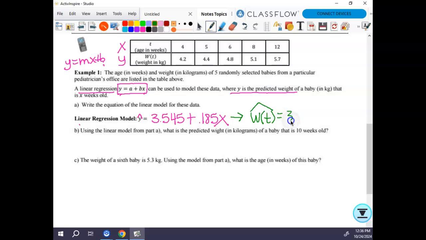And then this would be 3.545 plus 0.185t, because it's in w and t. Right. Now, last year was a year of a whole lot of unknowns. This year, we have more unknowns than I expected to have this year, but at this point, this is the proper notation.